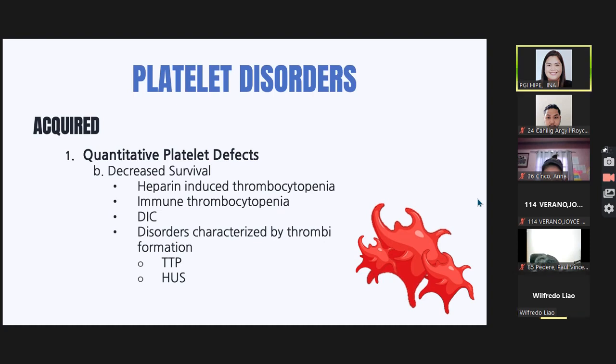In heparin-induced thrombocytopenia, there is an immunologic event where antibodies are produced against PF4 once exposed to heparin, causing platelet activation and endothelial dysfunction. So this is suspected when there is a decrease of platelets 5 to 7 days after heparin administration. Remember, 5 to 7 days after heparin administration, especially if the platelet count is less than 100,000 cells per microliter or there is a decrease of 50% from baseline.